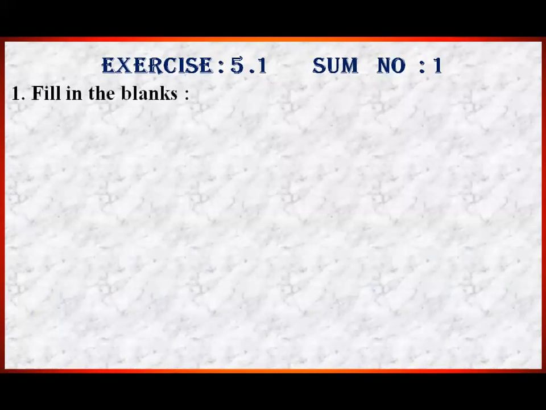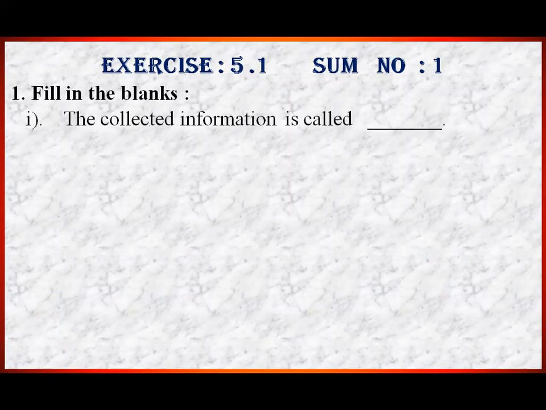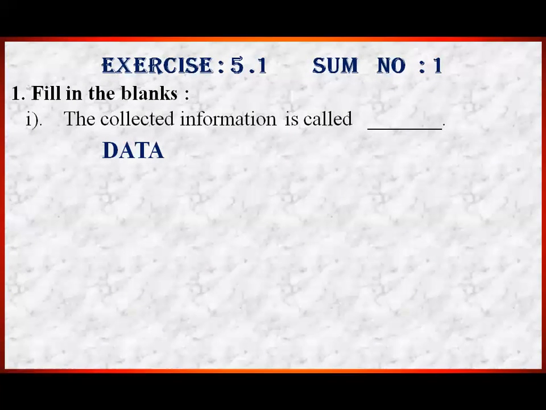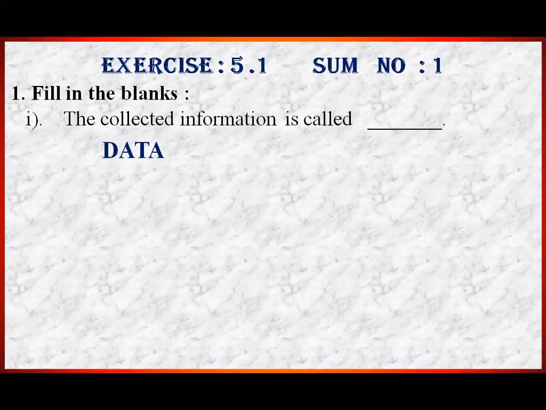So let's move on to exercise 5.1, fill in the blanks. The collected information is called data. Data is of two types, primary and secondary. The data that you collect directly by yourself is called primary data. If somebody else has already collected it and you get the information from them, you call it secondary data.